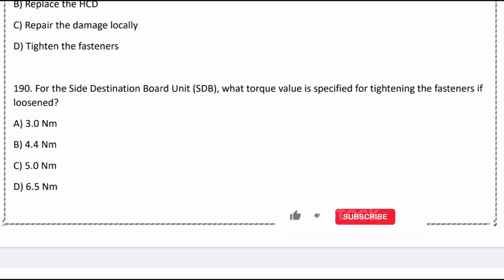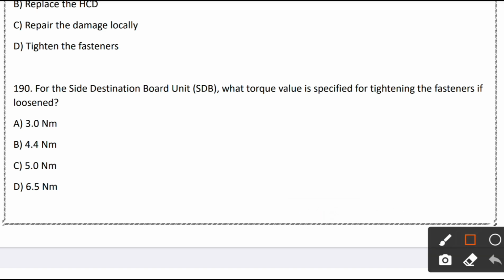190. For the side destination board unit, what torque value is specified for tightening the fasteners if loosened? A. 3.0 Newton meters. B. 4.4 Newton meters. C. 5.0 Newton meters. D. 6.5 Newton meters. The correct answer is B. 4.4 Newton meters.